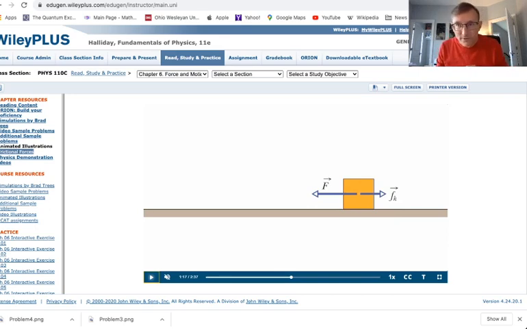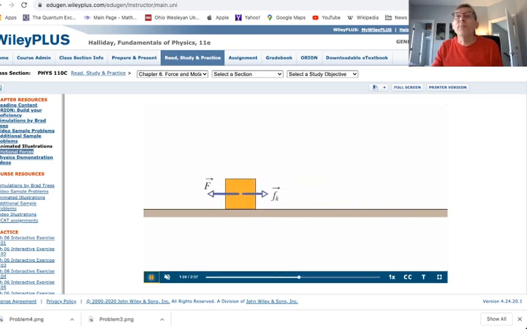Kinetic is a word for motion, because we have motion between the surface of the block and the surface of the tabletop. So now the frictional force to the right, opposite to the direction of the sliding, is labeled F kinetic. And now, of course, notice you have a net force to the left, and the block's going to accelerate to the left. It's going to speed up.